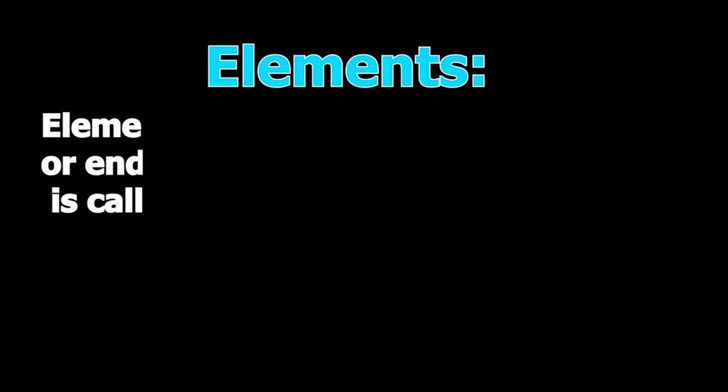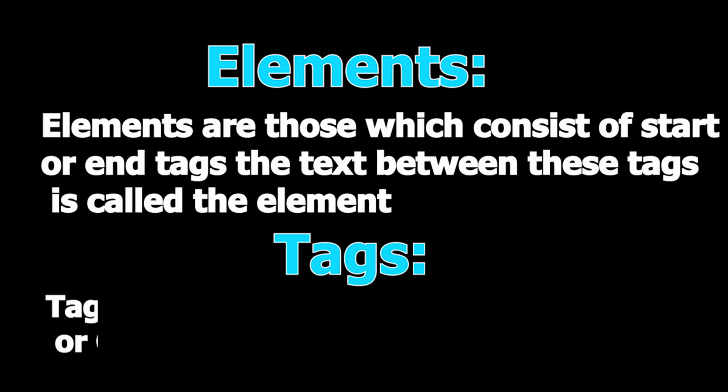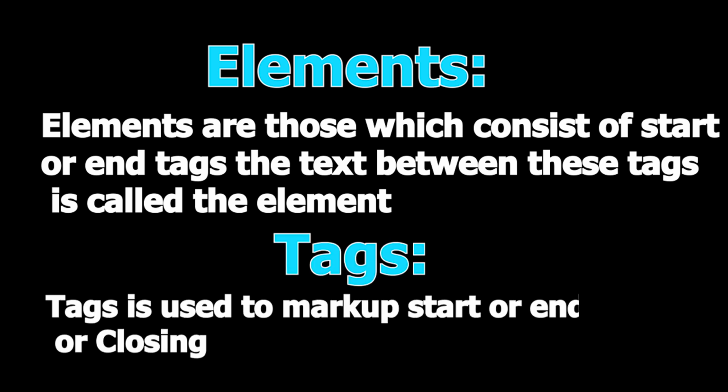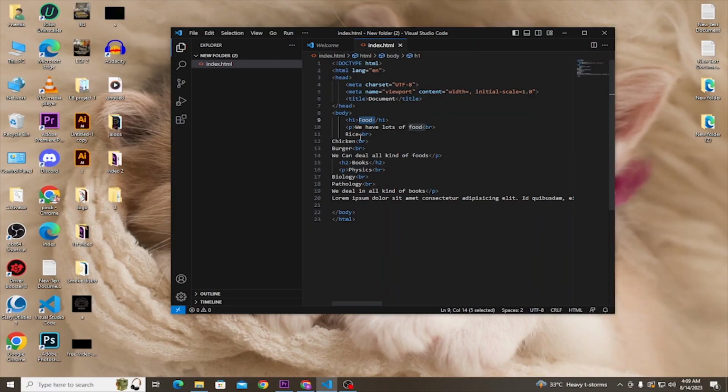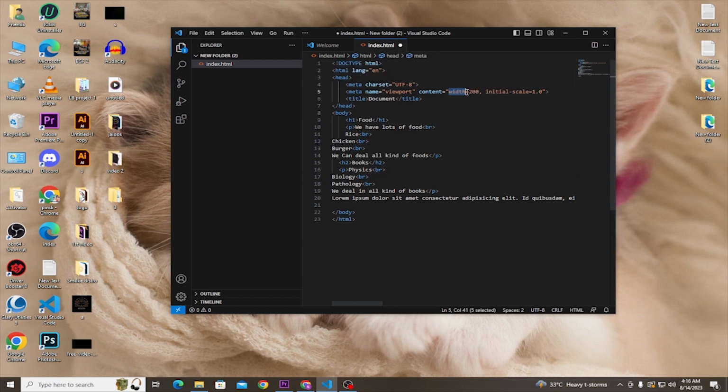Shortly, I can tell you the difference between elements, attributes, and tags. Elements are those which consist of a start and end tag. The text between these tags is called the element. Tags are used to mark up the start or end, opening or closing. These are the elements which I am marking blue. Or these are the tags, which I am marking blue. Here are the attributes, with width, height, or pixels.